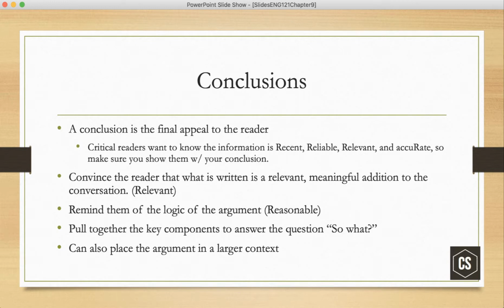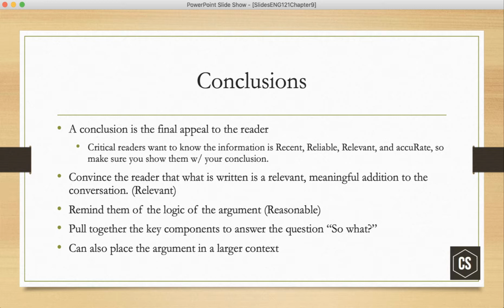Finally, a conclusion is the final appeal to your reader. Critical readers want to know the information is recent, reliable, relevant, and accurate, so make sure that you show them this with your conclusion. One of the complaints about Parker's essay is that it was written in 1971, or maybe even sooner. It's not necessarily recent, but it is reliable, given her evidence. It's relevant because we still deal with issues of poverty, and it's accurate as far as we can determine.